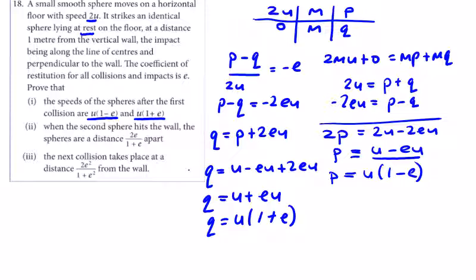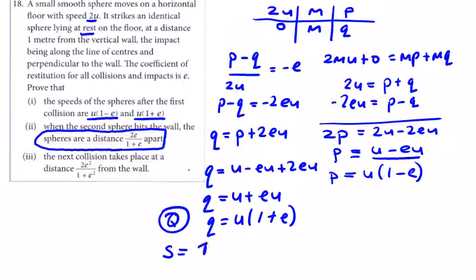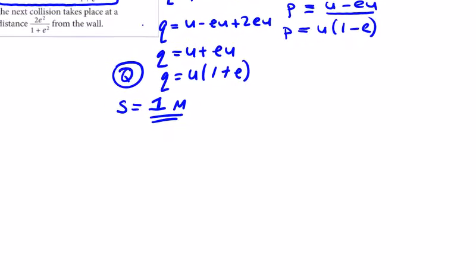When the second sphere hits the wall, the spheres are a distance this much apart. We have the speed it's going, and the distance it is from the wall, and we're looking at the second sphere, so we're looking at Q here. The distance s is equal to 1 meter. We have ball 1 hitting ball 2, a meter from the wall. This ball 2 then gets to the wall, this 1 meter gap here.